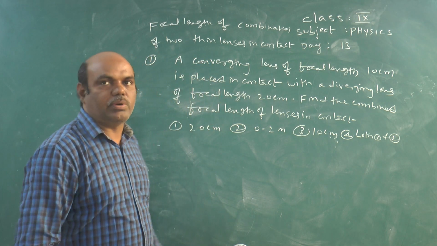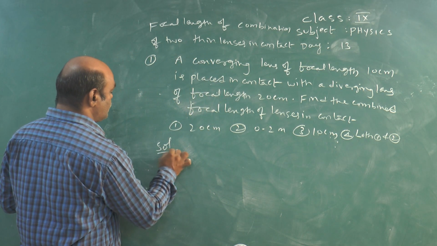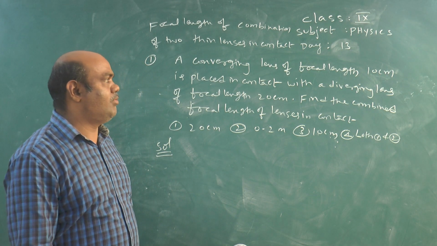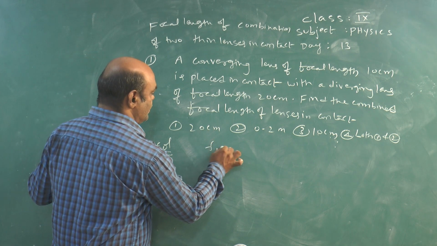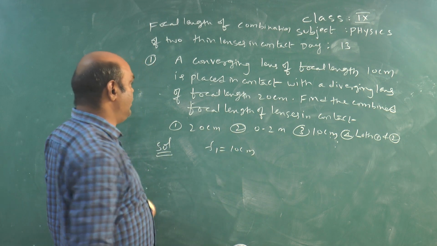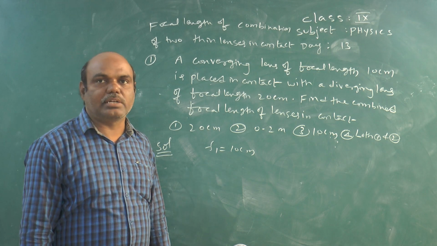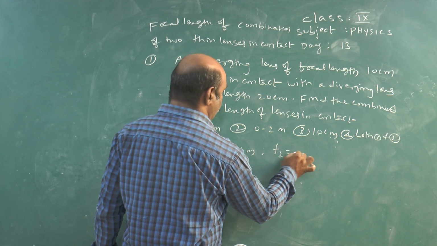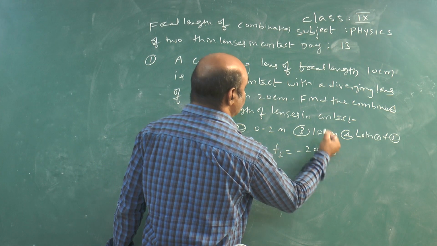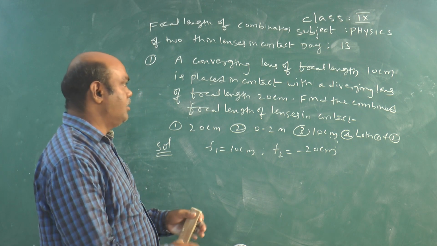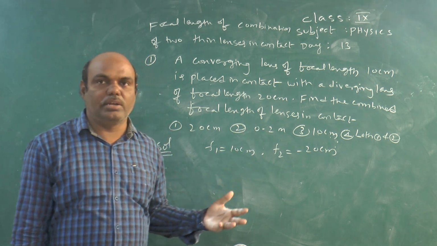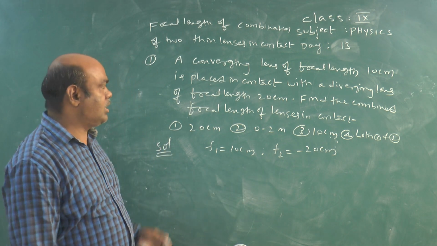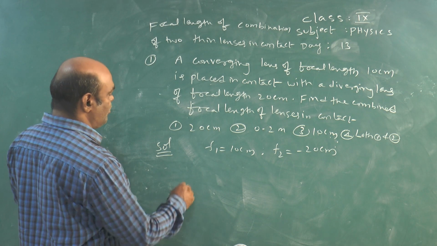So what is the solution? See here, a converging lens means a convex lens of focal length 10 centimeter, so f1 equal to 10 centimeter, is placed in contact with a diverging lens of focal length 20 centimeter. We should take f2 equal to minus 20 centimeter, because a diverging lens means a concave lens, and its focal length value will have a negative sign. Our aim is to find the combined focal length.